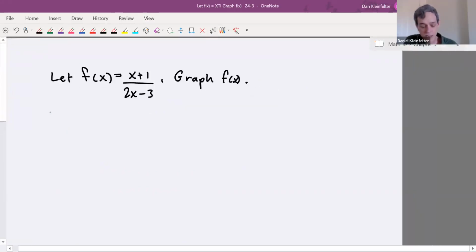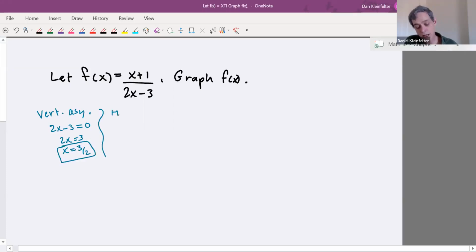So first thing to do is to get any vertical asymptotes. The zeros of the denominator will give us those. So x equals 3/2. So we'll have a vertical asymptote here. And then for a horizontal asymptote, numerator and denominator have degree 1. So it'll be the ratio of their leading coefficients. x plus 1 has a leading coefficient of 1. And so it will be y equals 1/2. Okay, so that will be our horizontal asymptote.